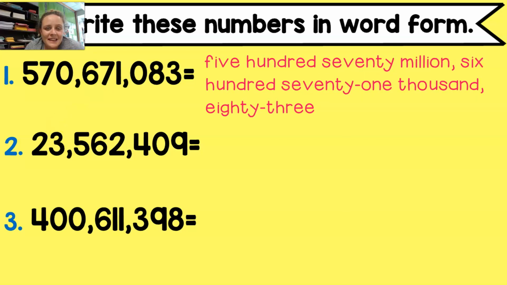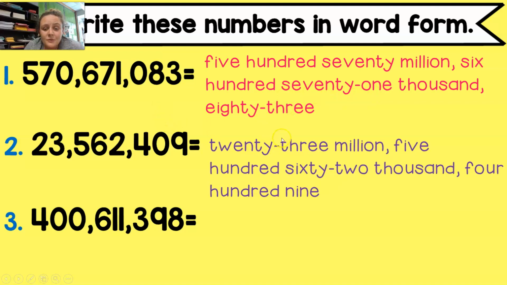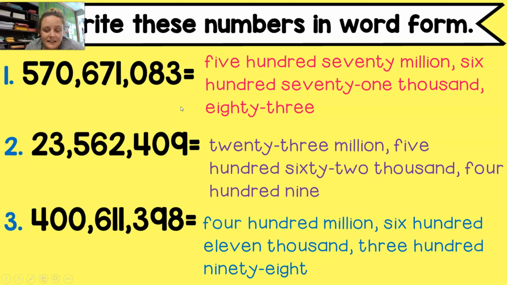Welcome back. Let's see how you did. 570 million, comma, 671,000, comma, 83. Did you get those hyphens in there? How about this one? 23 million, comma, 562,000, comma, 409. How about 400 million, comma, 611,000, comma, 398.